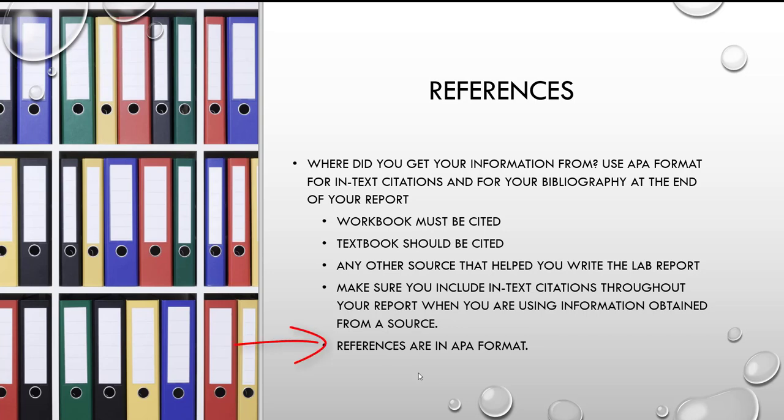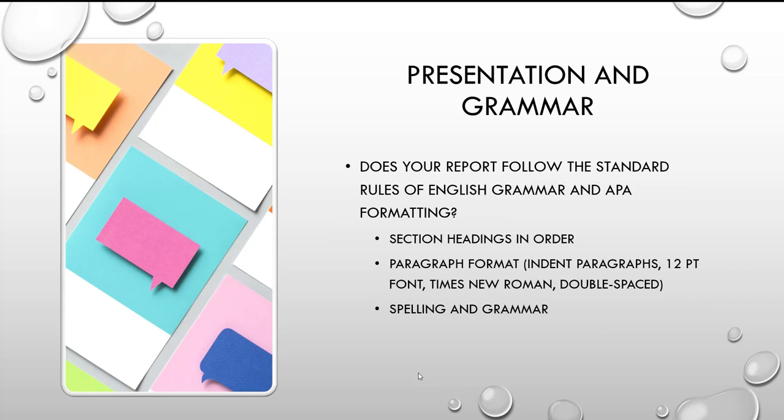You might need to use the citing-your-references help in the library, or you can just use one of those websites on how to cite APA to help you cite properly. Make sure you're including in-text citations throughout your report when you're using information obtained from a source. They go at the end of the sentence in parentheses, and it's just author, year. Okay. And then presentation and grammar.